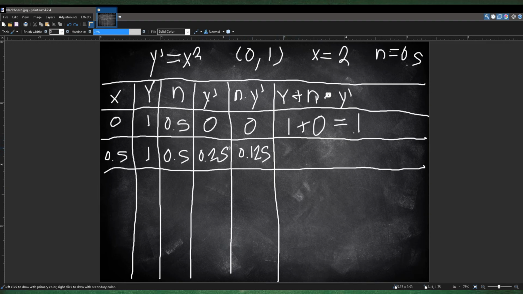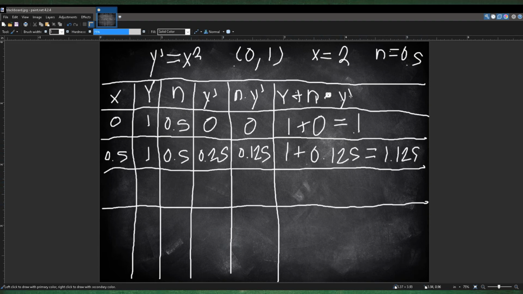So back to Euler's method, right? Your y, which is 1, plus your step size times the derivative of y, which is 0.125, is equal to 1.125. Now that completes your column, so you're going to make the next one. Your next x, you add 0.5. So 0.5 plus 0.5 is 1. You see how that works? From 0 to 0.5, now to 1.